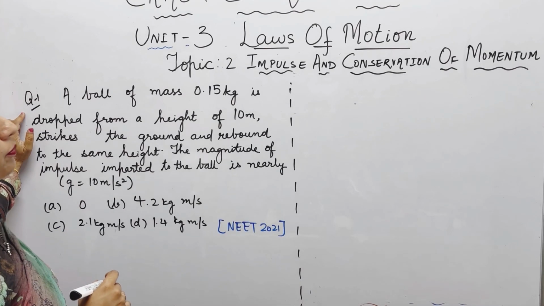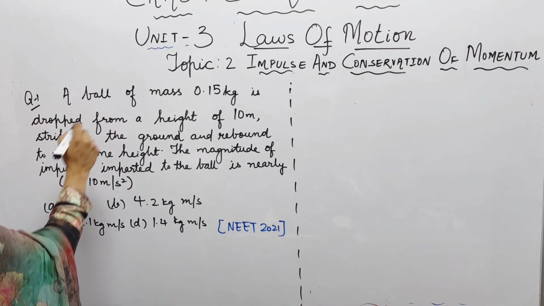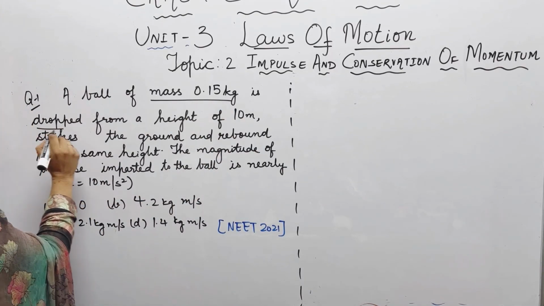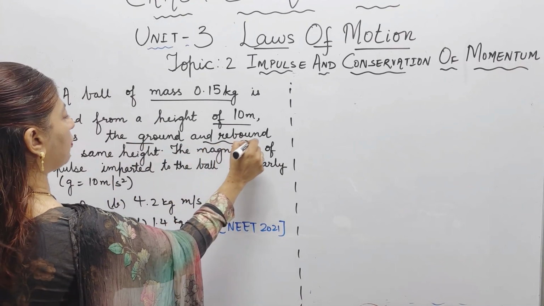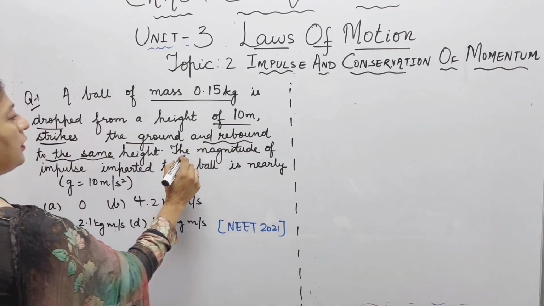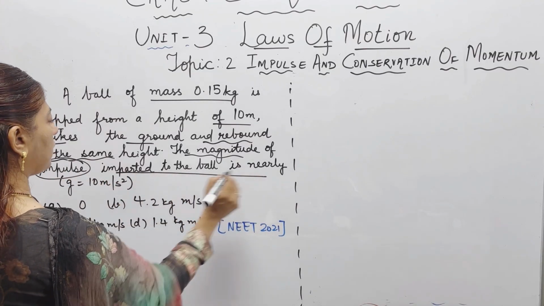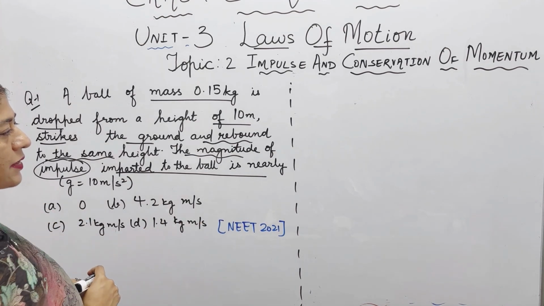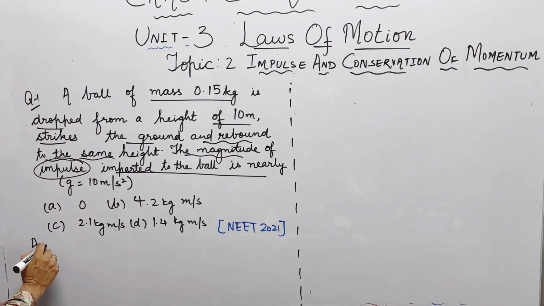First question on the topic, second, impulse and conservation of momentum. A ball of mass 0.15 kg is dropped from a height of 10 meter, strikes the ground and rebounds to the same height. The magnitude of the impulse imparted to the ball is nearly, g is to be taken 10 meter per second square. Options are being given to us, and this question has come in NEET 2021. So let us see the solution of this.